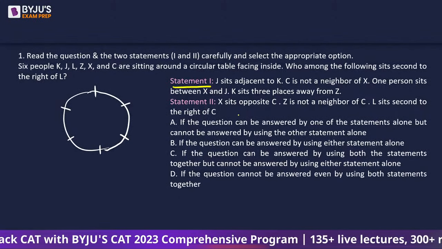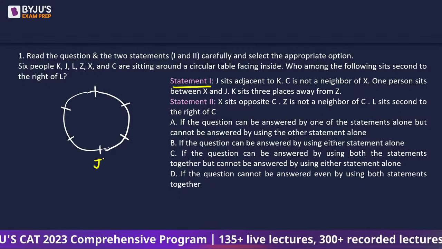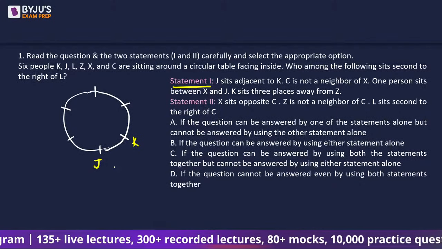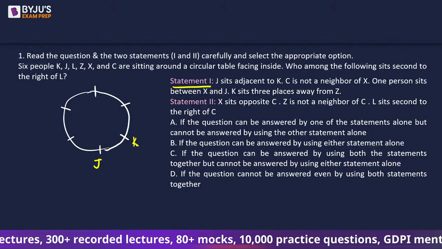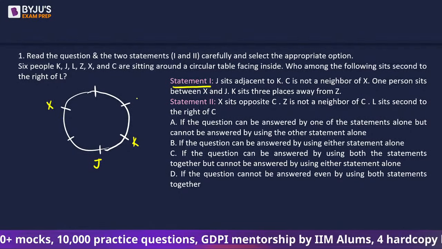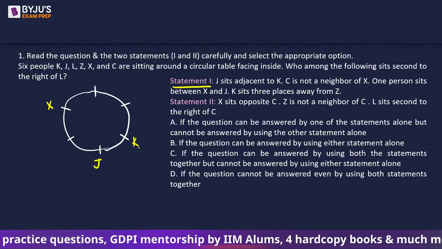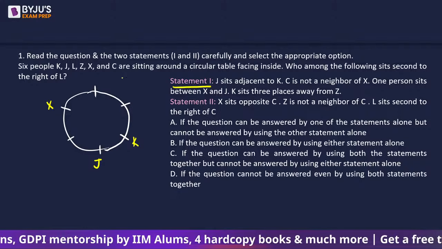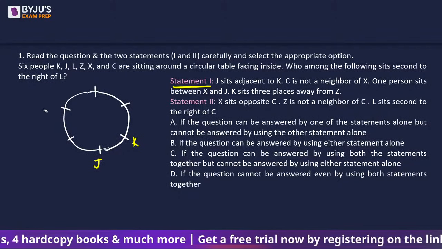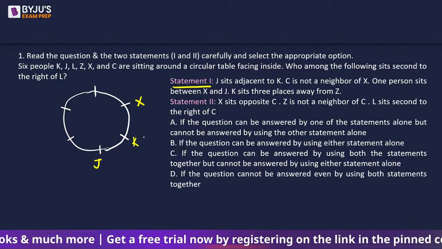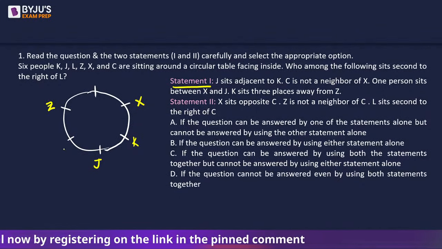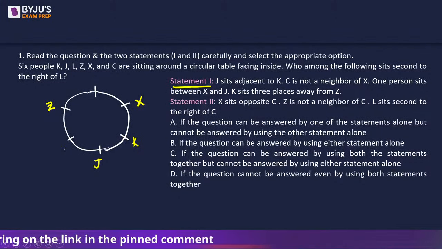Now, let's start with one case. Suppose J sits adjacent to K. So J is to the left of K. And then it is given that one person sits between X and J. So X could be here or X could be the other side. Now it is given that K sits 3 places away from Z. This is not possible in this scenario because Z will overlap with X. So definitely X doesn't sit there. So there is one person between X and Z. Then Z sits 3 places away from K, or we can say K sits 3 places away from Z.